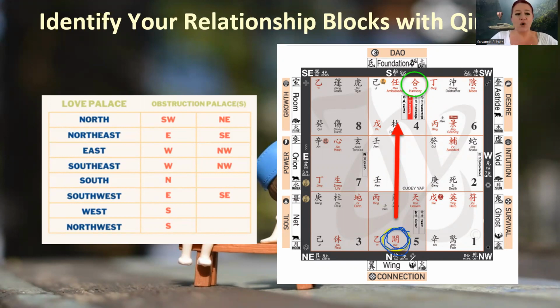All right, so let's start with those who have the life door as the obstruction, or in the obstruction palace. If you have the life door, it means that one of your key issues that you constantly fight over with a potential partner is money or finances. Either there's a lack of money, or there's a disagreement about how to save it, how to spend it, how to earn it.